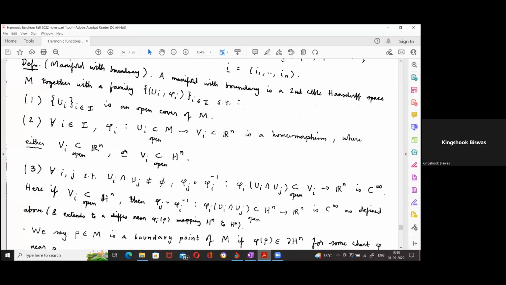And what we want is that the change of charts, which goes from phi i of Ui intersect Uj, an open subset of Vi, to Rn, is smooth. So here, Vi could be an open subset of Rn, in which case this is just a smooth map from Rn to Rn, the usual definition. Or Vi could be an open subset of Hn. In that case, the definition of smooth is the definition that we've given here. All right.